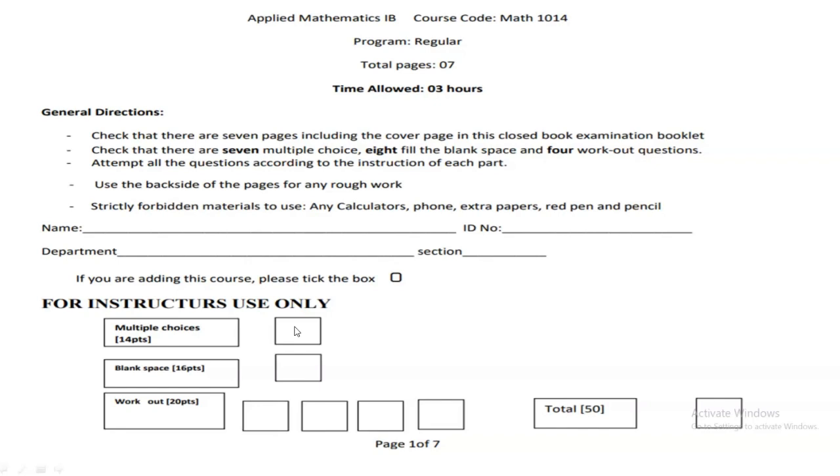Now, when I go directly to this final exam, as you see, the final exam is given 3 hours to be done, and there are 7 multiple choice questions, 8 fill in the blank questions, and 4 workout questions. So I'm now going to show you how you can solve all these questions. Let's go directly to see what the final exam looks like.